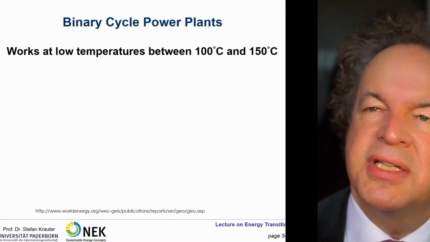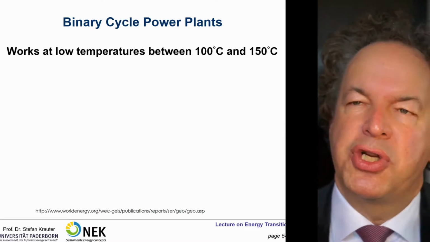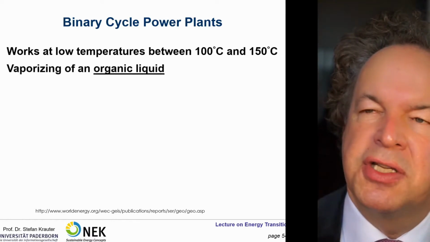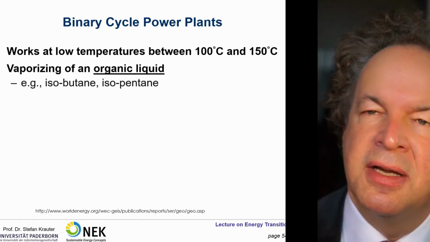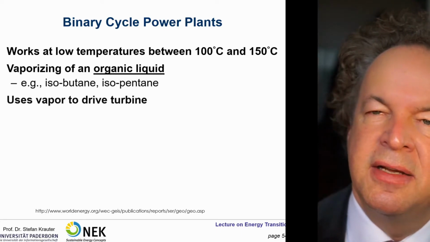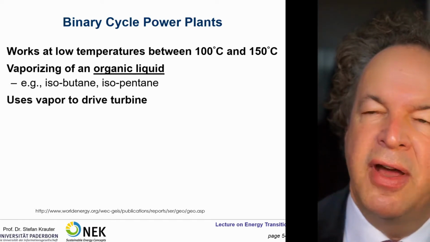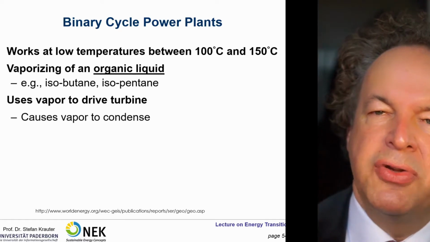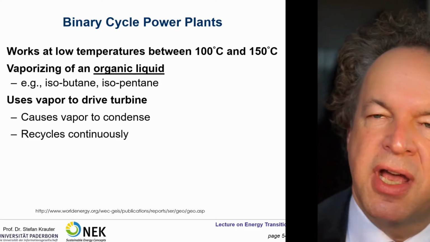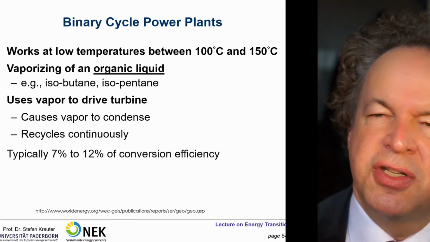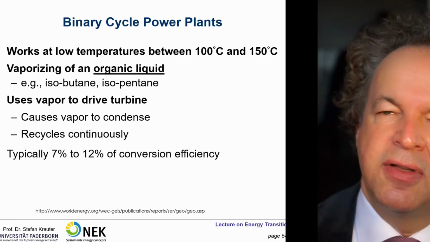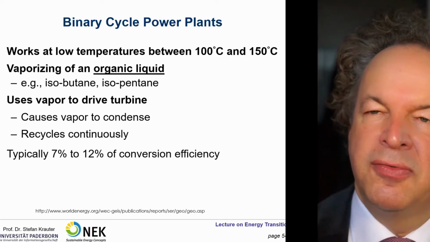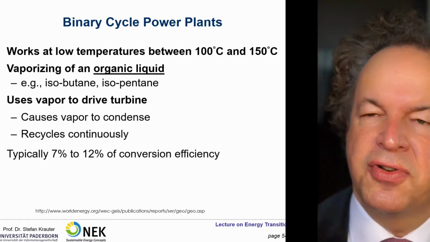Then there are so-called binary cycle power plants. They work at temperatures between 100 and 150 degrees Celsius. They use an organic liquid, which has a low boiling temperature, and they vaporize it. For example, isobutane, isopentane. And then you can create vapor at lower temperatures, and you use that vapor to drive a turbine. Then you cause the vapor to condense, and you recycle it. So efficiency is relatively low, only 7 to 12%. This is due to the Carnot efficiency, because the temperature difference is really low. So even the best theoretical efficiency, the Carnot efficiency, is quite low.